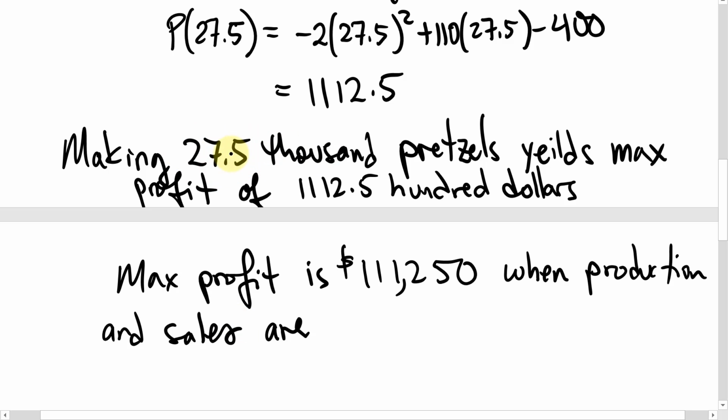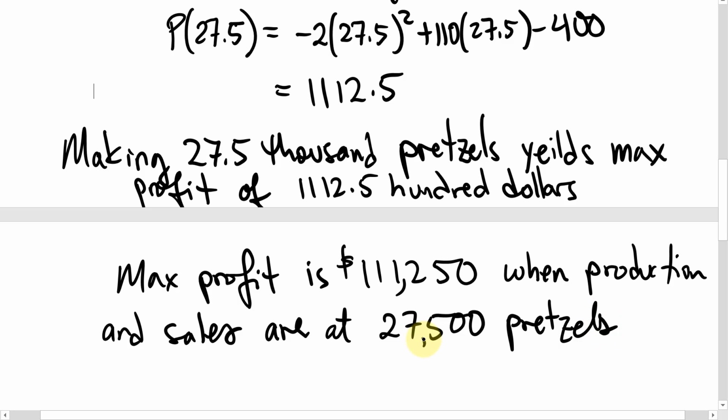If you multiply this by 1,000, it moves the decimal 3 places, and so you could just say that's that many pretzels, so 27,500 pretzels. All right, that's a lot of pretzels. So not only do we know this many pretzels produces that profit, we know that that is the maximum profit you can get. It's at that production level.